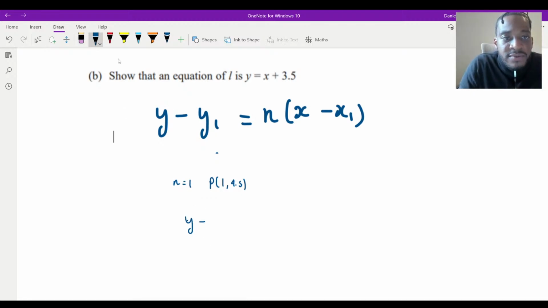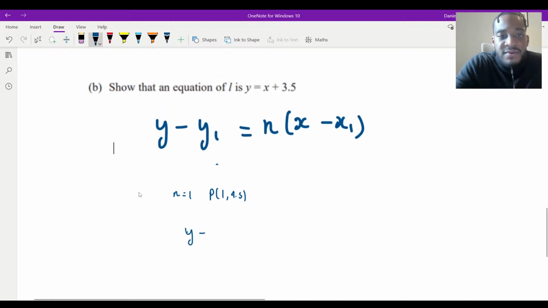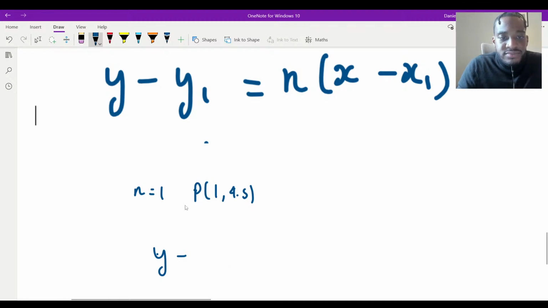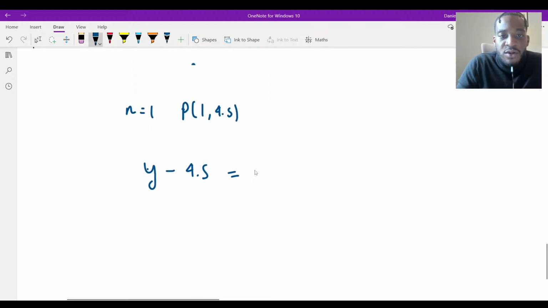y minus y1. Let me zoom in a bit, just so the ink is a bit better. Y minus y1 is going to be 4.5, and then it's going to equal, hold on, it's distracting me. I'm going to do it right again. Y minus y1 is equal to n times x minus x1. I'm just plugging it into there.